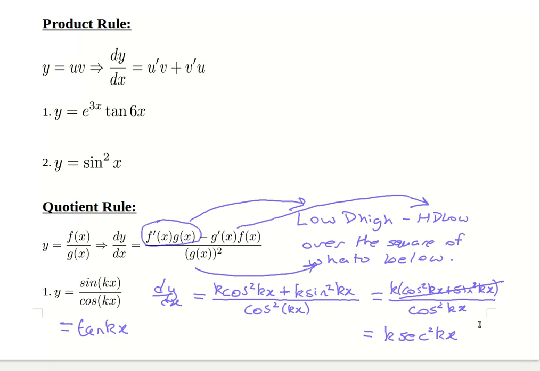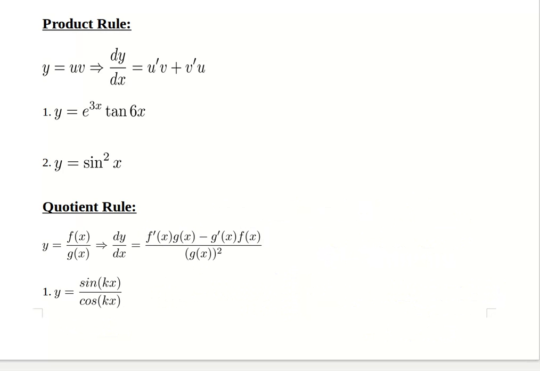Woohoo! Okay, hope you found those examples useful. Let's have a look now at a past paper question.